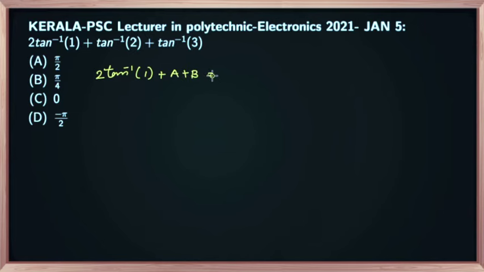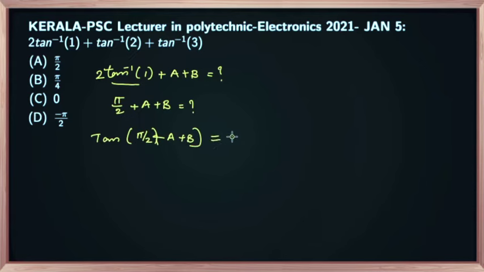This is what is required, right? Okay. So I know tan inverse 1 is pi by 4. So 2 into pi by 4 is pi by 2, correct? So pi by 2 plus A plus B is what is required, right? Now, if I take tan of this, then tan of pi by 2 plus A plus B will be equal to tan of 90 plus theta, which is cot theta. So I can write minus cot theta. So I can write that as minus cot of A plus B, correct?